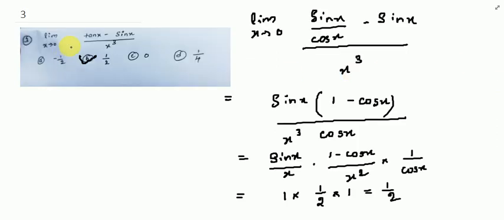Also try to remember this result: the limit as x tends to 0 of (tan x minus sin x) divided by x cube is equal to 1 by 2, because it will be useful for the next problem. So here it is: the limit of (cot x minus cos x) divided by (pi minus 2x) whole cube as x tends to pi by 2.